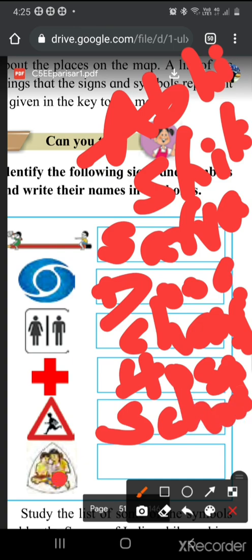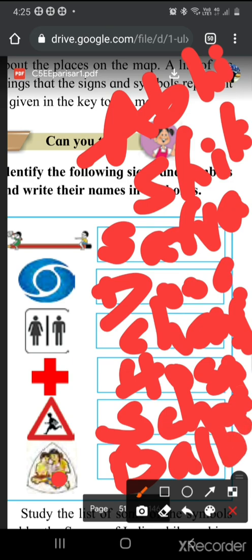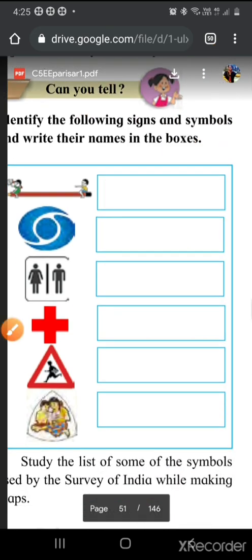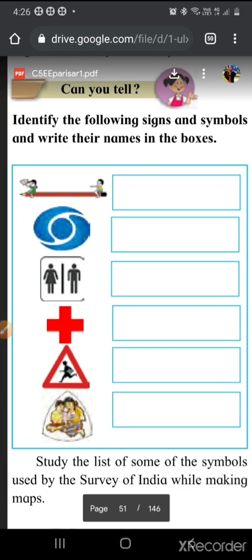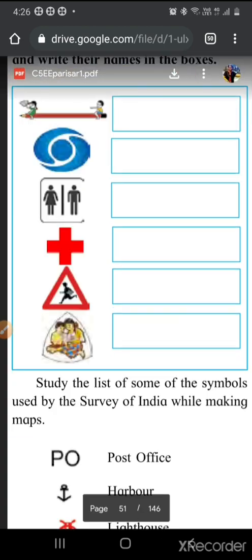And this is the sign of Bal Bharti. So these are the different signs and symbols used. You can draw this as an activity in your EVS notebook. 1, 2, 3, 4, 5, 6. 6 symbols are given and you have to write what does it represent.